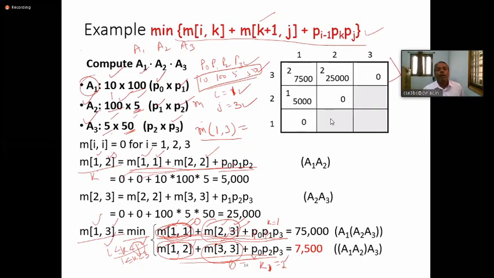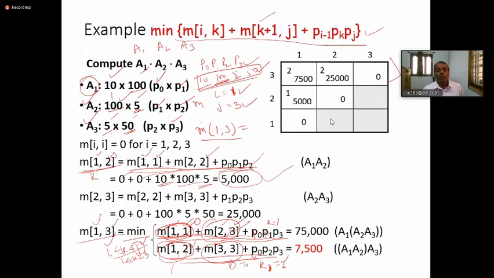Okay. What is the P naught here? P naught is 10. Okay. What is the P1? P1 is 100. P1 is 100, I take it here. What is P2? P2 is equal to 5. 10 into 100 into 5, that is 5000. That is the value of M of 1 comma 2. Are you clear? That is this value.